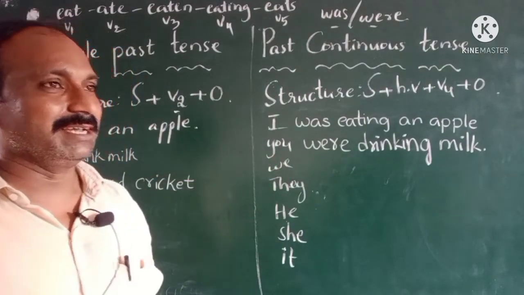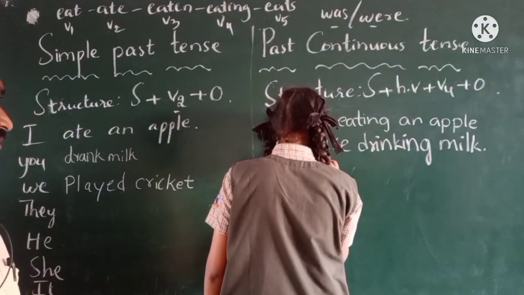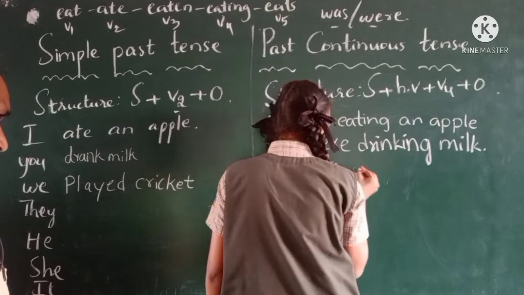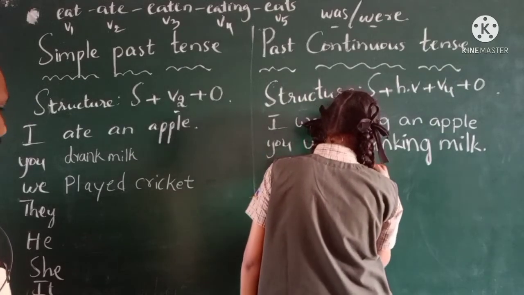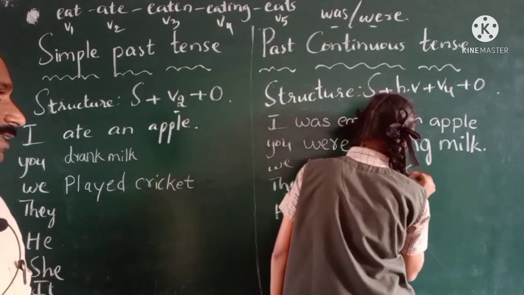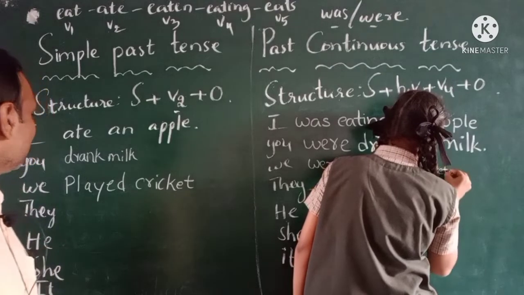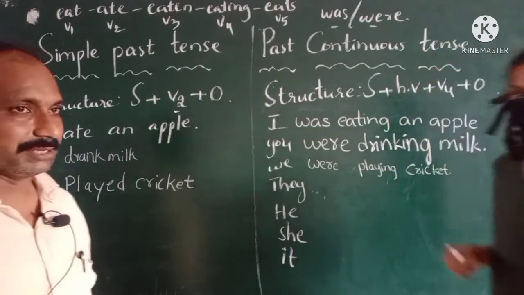Here, who is going to write an answer for the past continuous tense? Can you write? Okay. Hasini is willing to write. Yes. As you write, keep saying. We were playing cricket. Okay. So now it's completed. Very good.